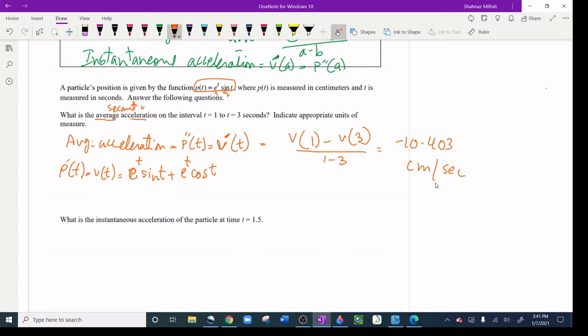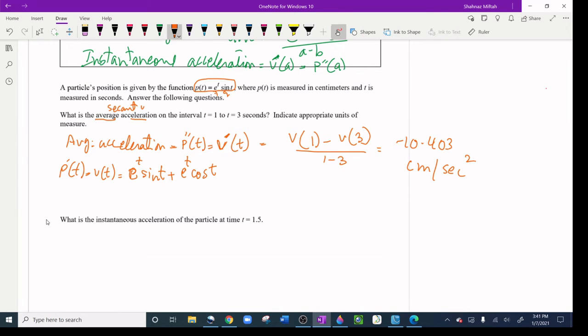Then it's going to be centimeters per second. These are my units, but you do understand I am taking a second derivative, so it's going to be squared. If we did it one time, it's centimeters per second, and then per second again. So that's two seconds, like twice.